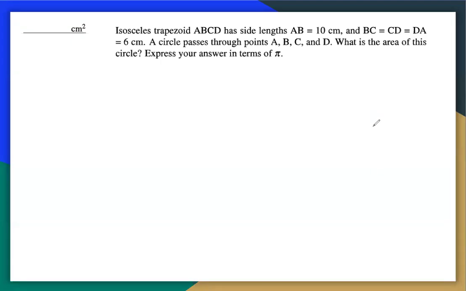Hello, everyone. So we have this problem because no one actually got this question correct today, so I felt this might be a good time to review a bit at least. We have an isosceles trapezoid, and we are given AB and the other three sides are 6. A circle passes through A, B, C, D, and the area is what we are looking for.